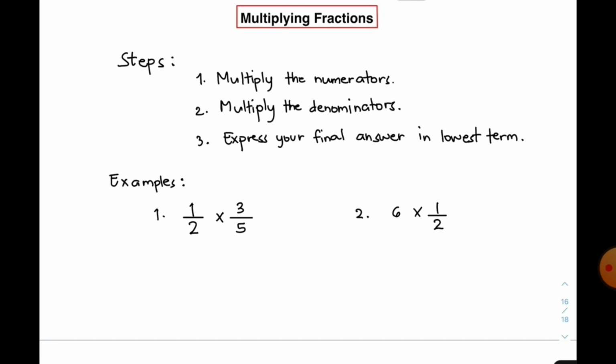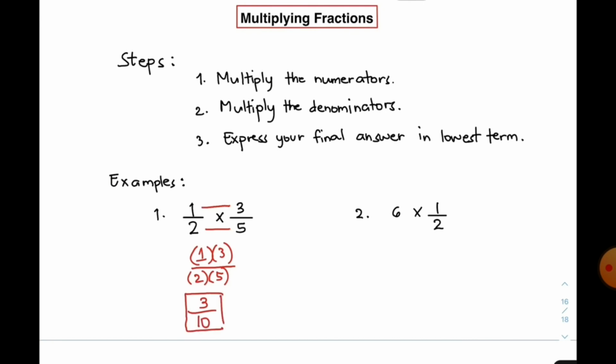And for multiplying fractions, here are the steps. First, multiply the numerators. Second, multiply the denominators. Third, express your final answer in the lowest term. So examples, we have here number 1. 1/2 times 3/5. First step, we have to multiply the numerators. 1 times 3. Then, second is multiply the denominators. 2 times 5. Okay? So, therefore, our answer is 3 over 10. So this is our final answer.